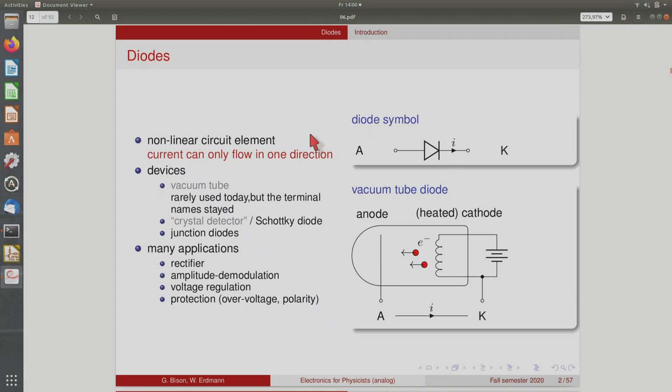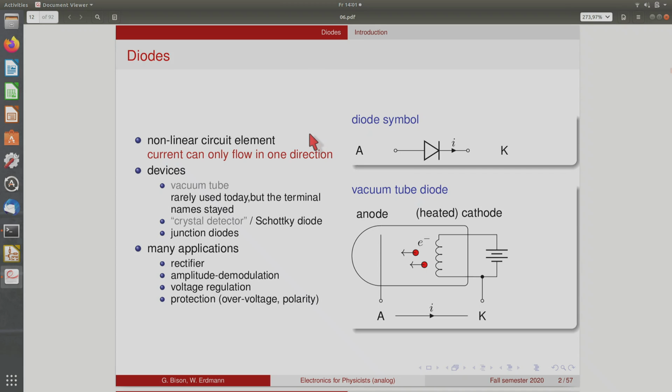And so let's start. The diode is, in contrast to everything we've seen so far, a nonlinear circuit element. So with a resistor or a capacitor, you always have a linear response of the current, for instance, when you change the voltage. And this is not the case here. In fact, it's maximally nonlinear in the sense that the current in these diodes can only flow in one direction.